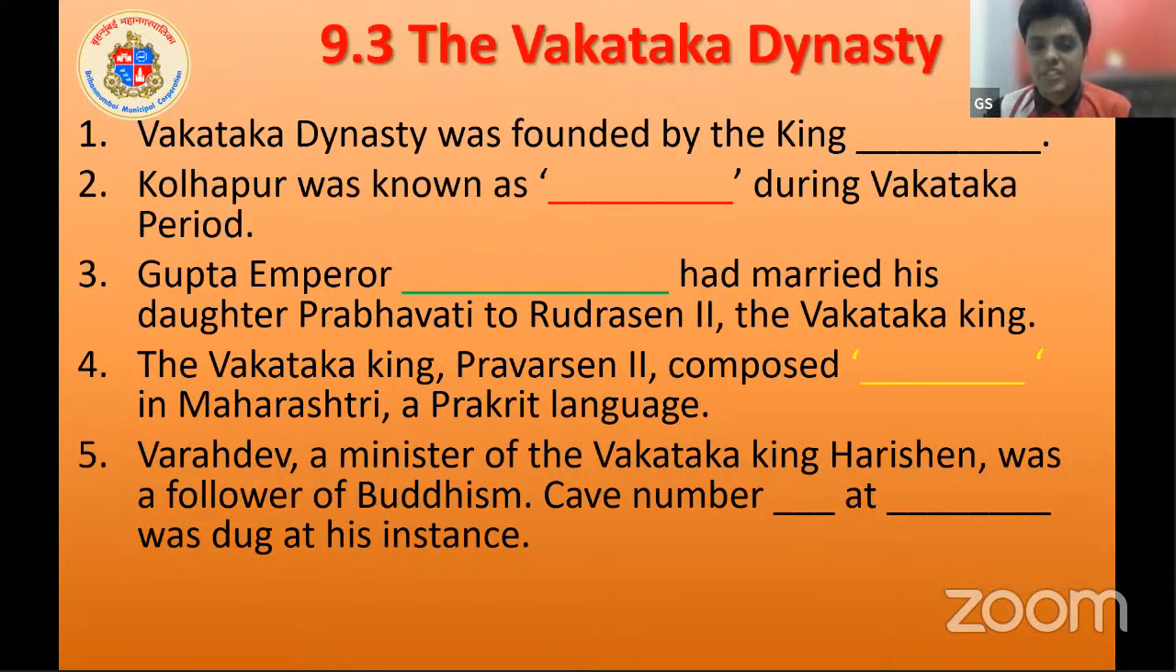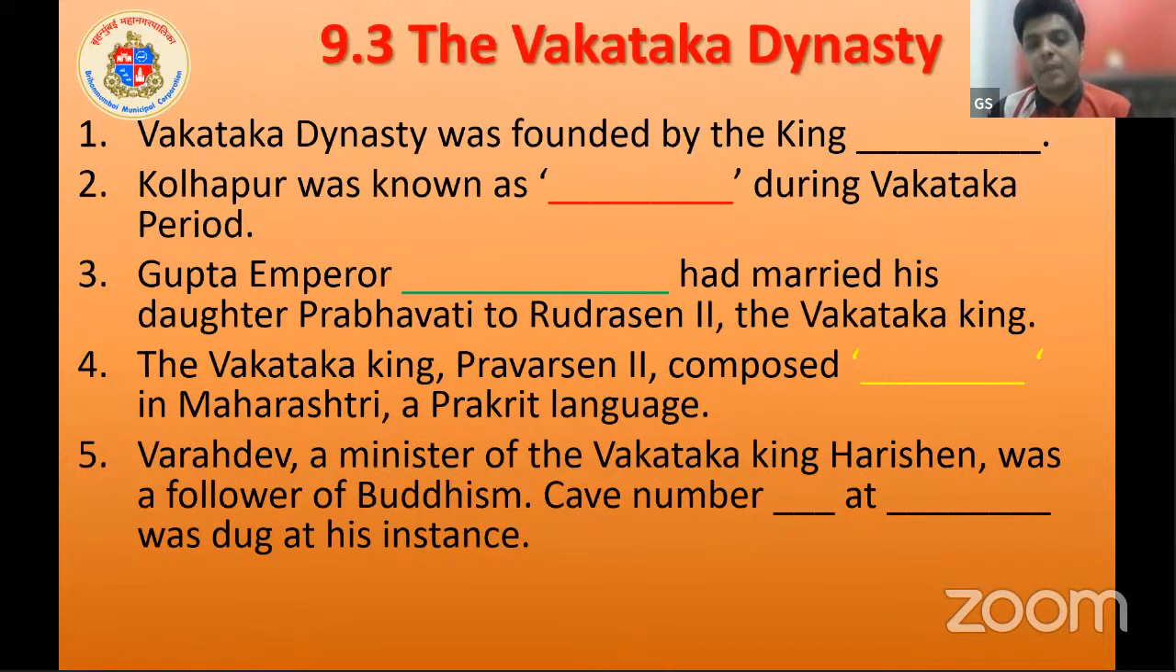Third question: Gupta Emperor Dash had married his daughter Prabhavati to Rudra Sen II, the Vakataka king. What was the name of that North Indian king who made diplomatic good relations with the Vakataka king by marrying his daughter Prabhavati to the king Rudra Sen? Note down the answer.